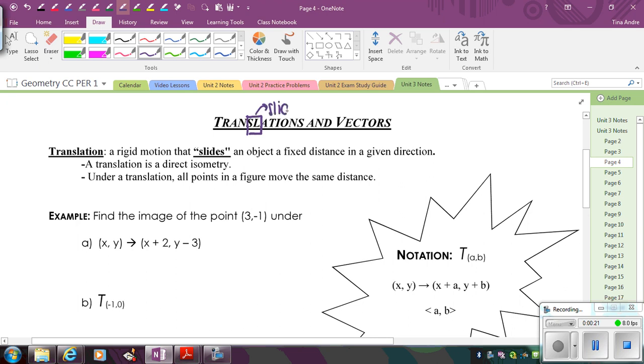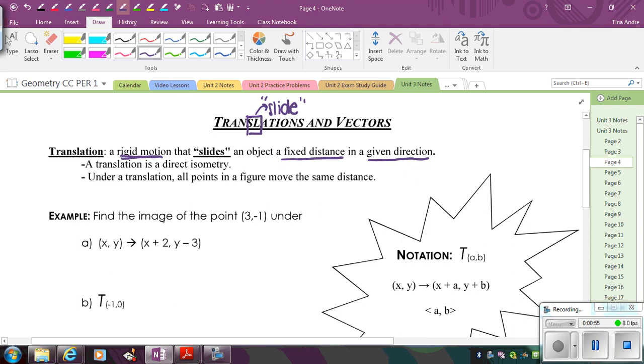So what I look at is that SL, standing for sliding. It's when you slide an object around on a graph or in plane space. A translation is a rigid motion, which means that if you translate an object, it'll stay the same shape and size. It's not going to change anything about the object. And you're always going to translate in a certain direction and a certain distance. So the distance will be fixed, which means it'll stay the same, and the direction will be specified as well.